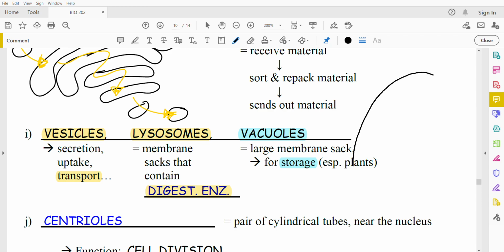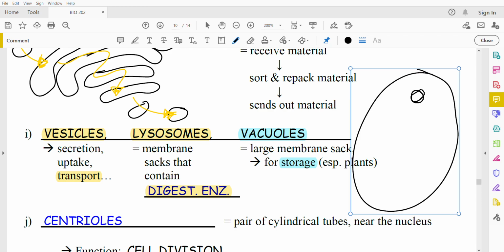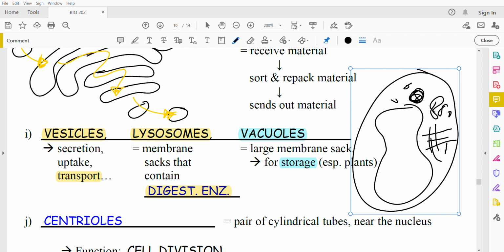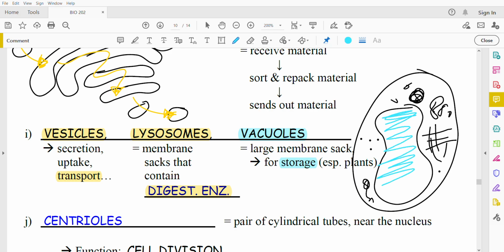So if we have a cell here, we have a nucleus here, and we have a bunch of other structures there that do things, but the vacuole can grow to be the size of most of the plant cell. So that's something that we can sometimes end up seeing, especially, like I said, in the case of plant cells. So that's what vacuoles are. So I'm starting to color.